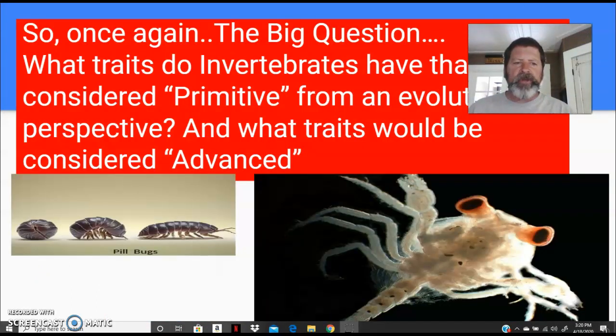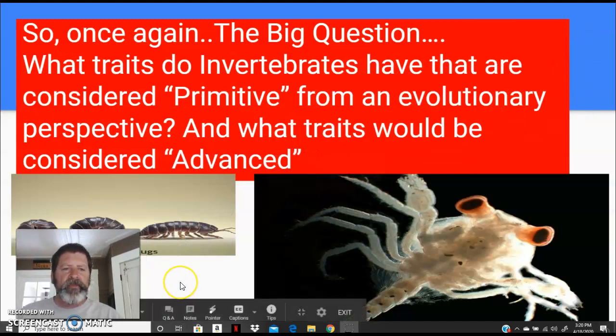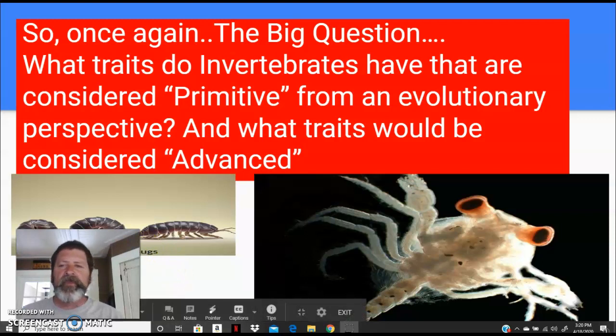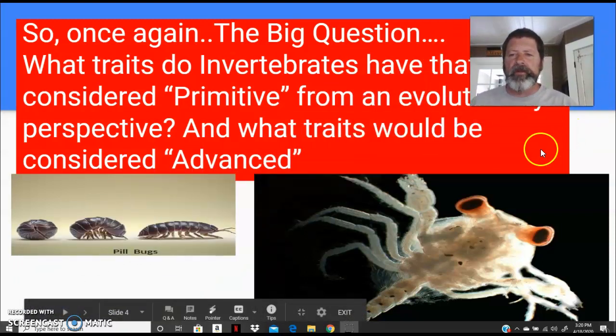Once again, the big question that we're just kind of tackling all the time is what traits do invertebrates have that are considered to be primitive from an evolutionary perspective, and what traits would be considered to be advanced? Obviously, the closer they get to human-like, they're going to be considered to be more advanced.